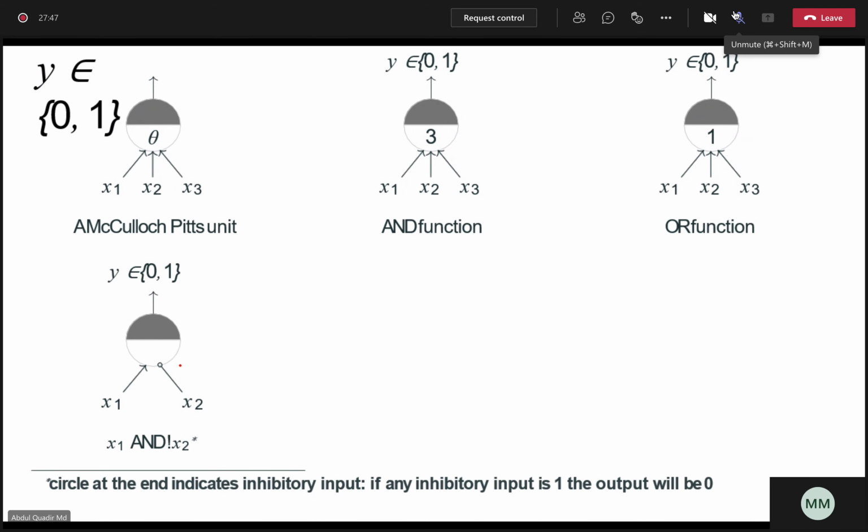Now if you look at this one, NAND, what did I tell you, students? The circle represents an inhibitory input. If this inhibitory input is 1, what will be the output? For example, you have x1, x2 with the inputs 0, 0, 0, 1, 1, 0, and 1, 1.